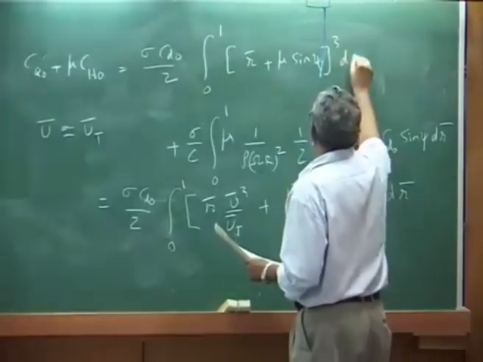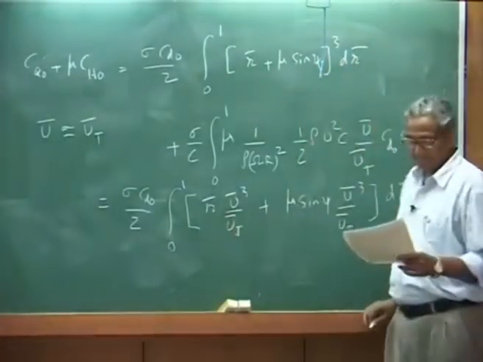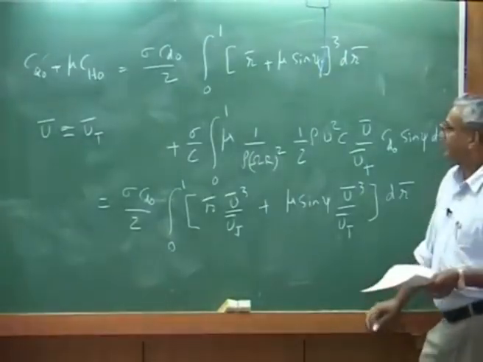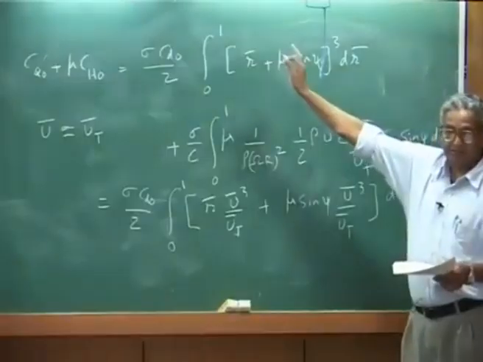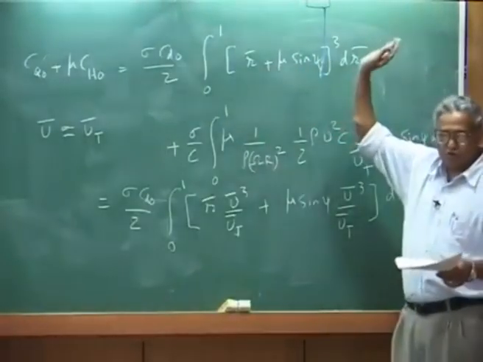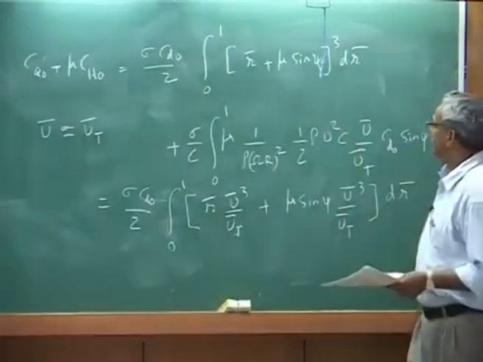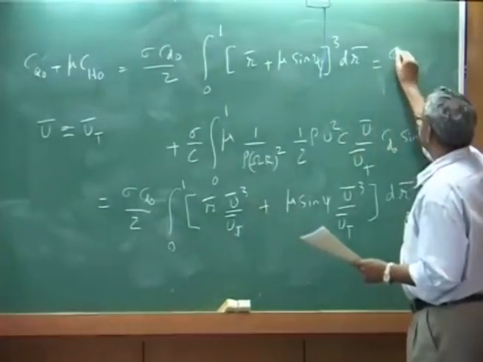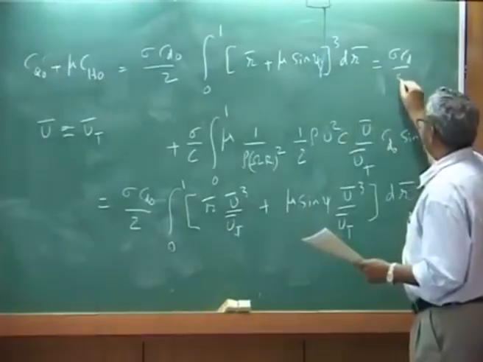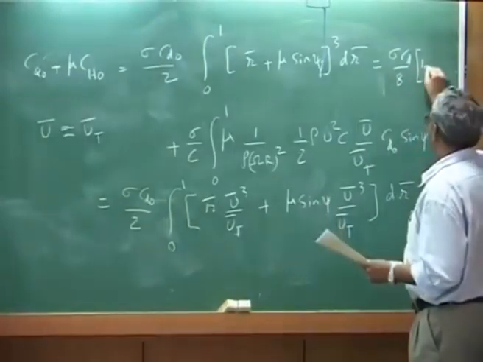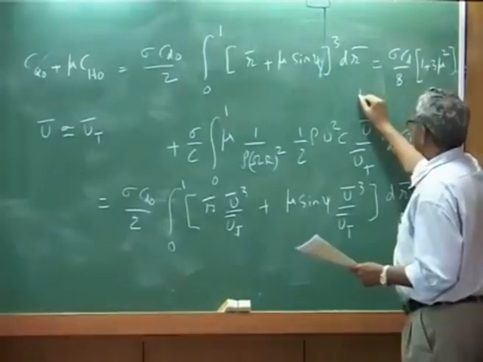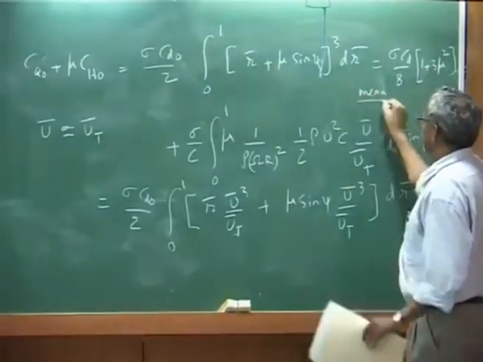Whole cube d r bar, okay. And if you integrate and then take the mean value, meaning 0 to 2 pi, you do it. If you do the mean value, you will get sigma C d over 8 into 1 plus 3 mu... mean value, this is mean, okay.